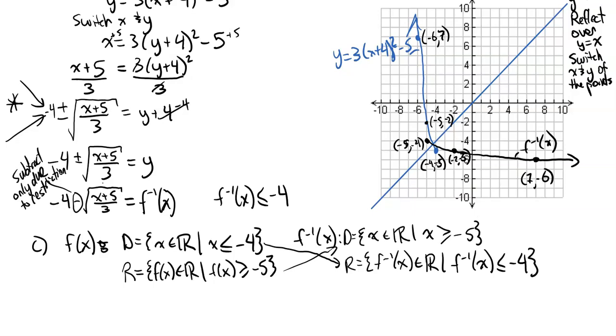And if you go back to this function right here, think about if you put -5 or anything bigger than that, it gives you 0 or more under the square root. But if you put anything smaller than -5 in for x, it's going to make a negative value under the square root, which is not possible. So that's why that restriction comes. But once you've identified the restrictions on f of x, you literally switch those for f inverse of x, and there you have it.